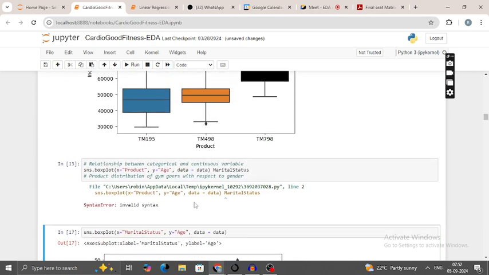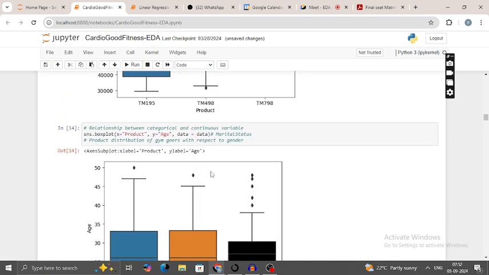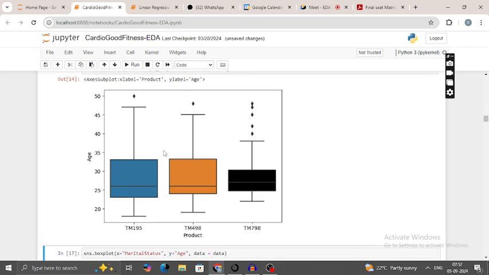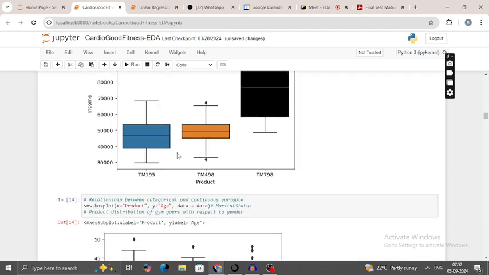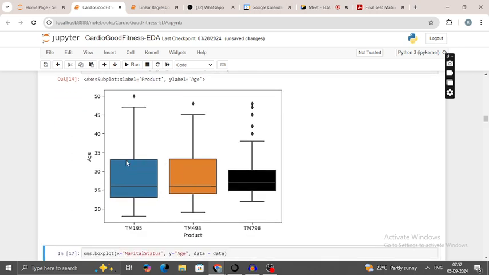What happened here? Box plot. Okay. So look at this. Depending upon their age, irrespective of their income, youngsters are using the product, and most of them are between 18, 19 to 33, within 35 years. See, that too within 35 years, right? So like this.